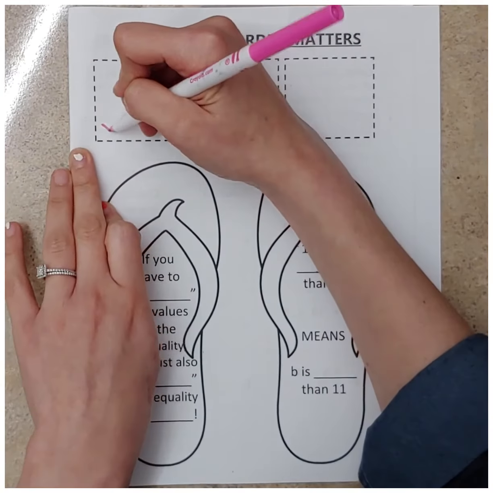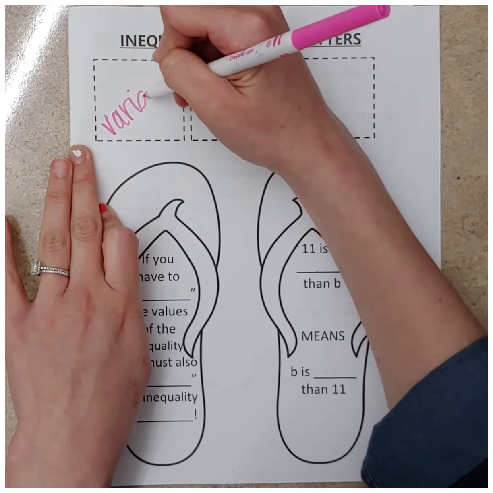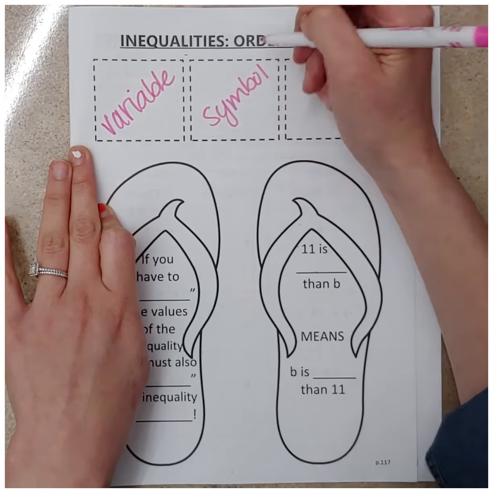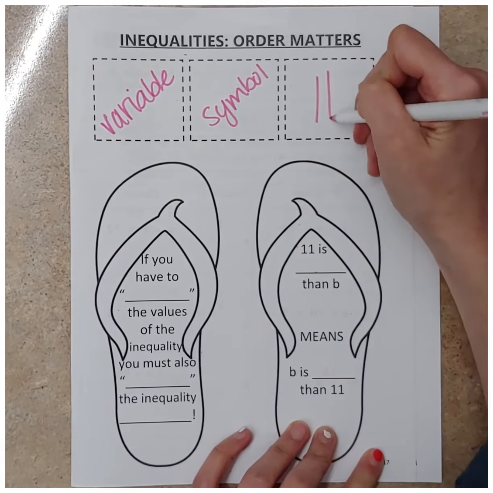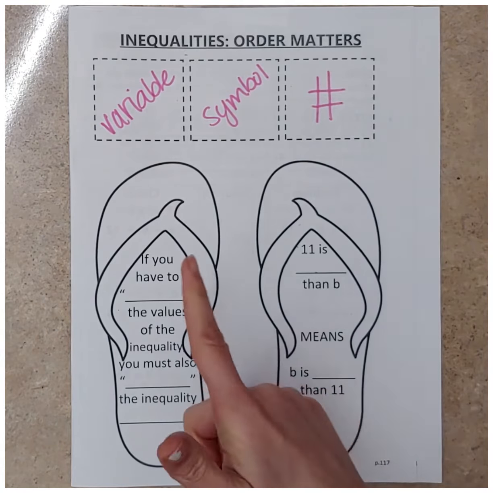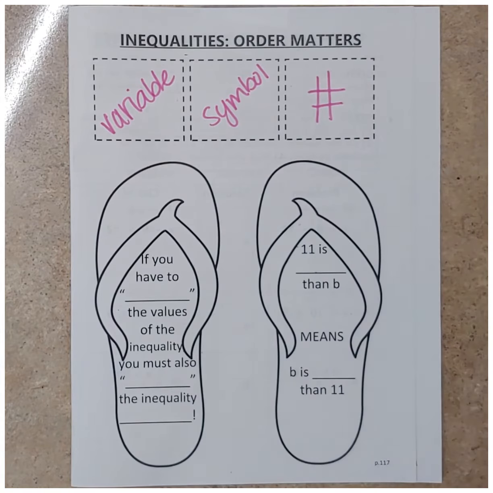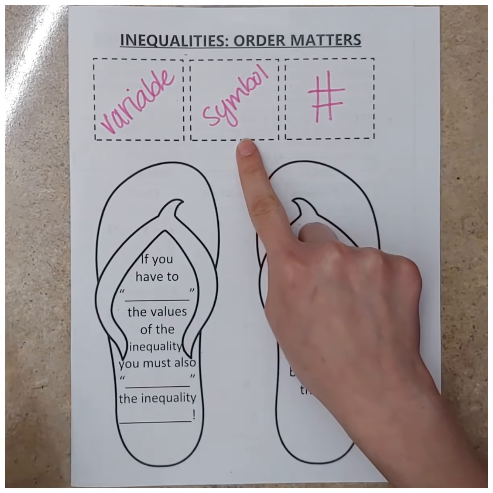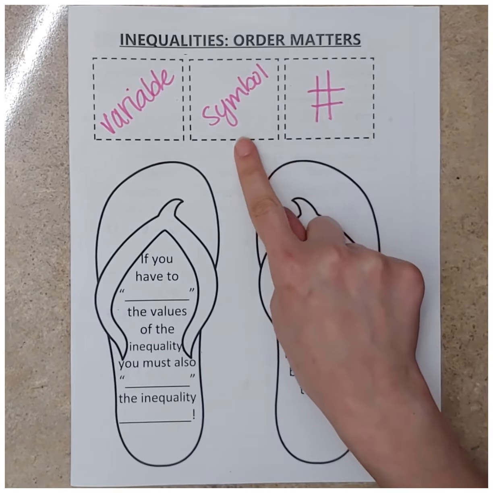So the way we write it is our variable, our symbol, and then our number. So I'm just going to use a number sign. So variable, symbol, number. So our XYZ, our greater than, less than, whatever symbol, our inequality symbol, and then our number.